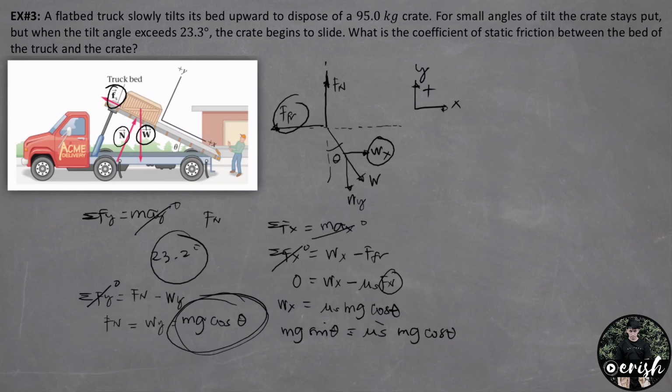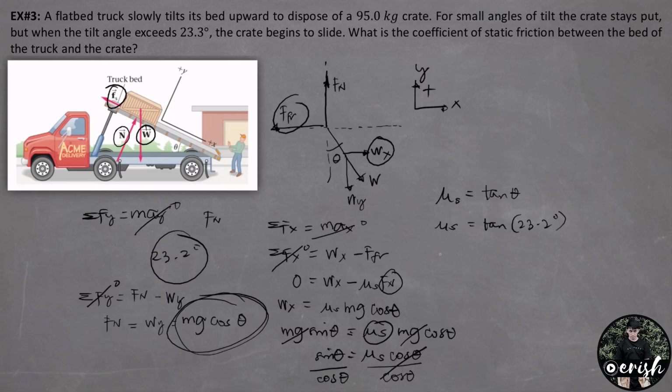Solving for the coefficient of static friction, pwede na natin siyang isolve ngayon. We cancel the mass and yung gravity. Ang matitira sa atin is sine theta equals coefficient of static friction times cosine theta. Dividing both sides by cosine theta, this cancels. Coefficient of static friction natin is equal to sine over cosine, which is equal to tangent theta. Coefficient of static friction is equal to tangent. Ang angle natin is 23.2 degrees. By calculating, this is equal to 0.429.